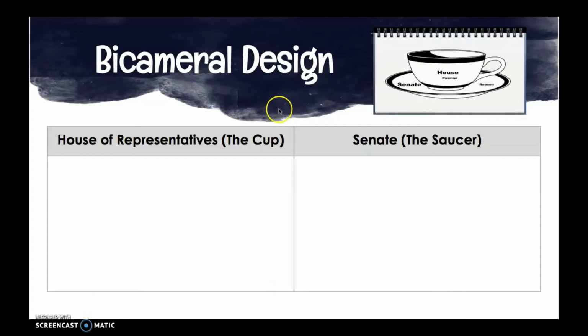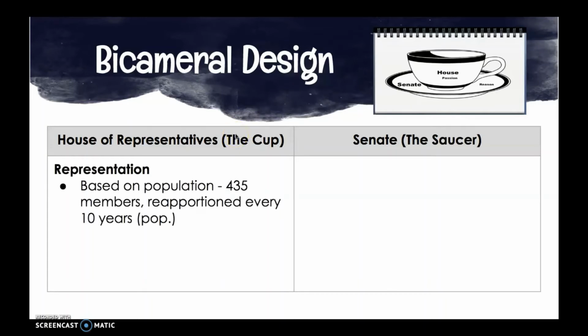Okay. Now, the House of Representatives is known as the People's House for a couple of different reasons, as we'll explore. So I want to first talk about representation. The House of Representatives is based on population. There are 435 members. And that is reapportioned, meaning it is decided how many representatives a state has every 10 years based on that state's population. And it's every 10 years because that's when we do the census.